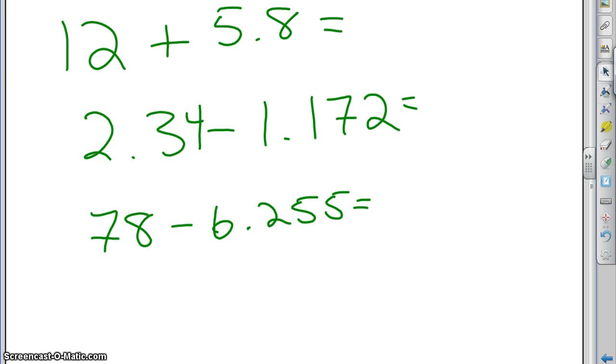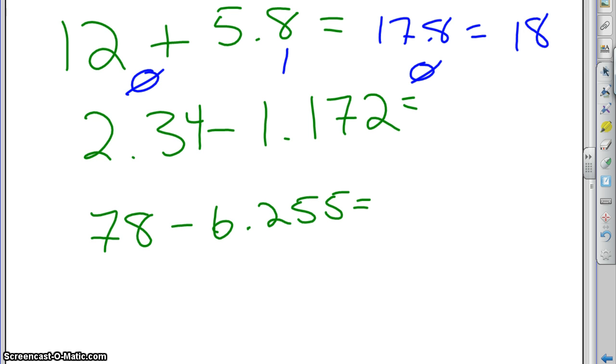So here's a few more. If we go 12 plus 5.8, we get 17.8. But when we round it, this has 0 digits to the right of the decimal point. This has 1. So our answer should have 0. How do you write that with no digits to the right of the decimal? Dramatic pause. 18.